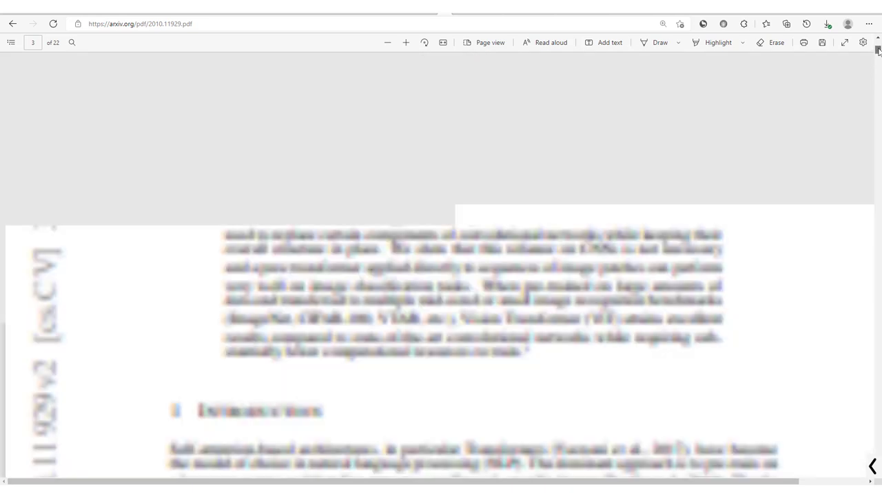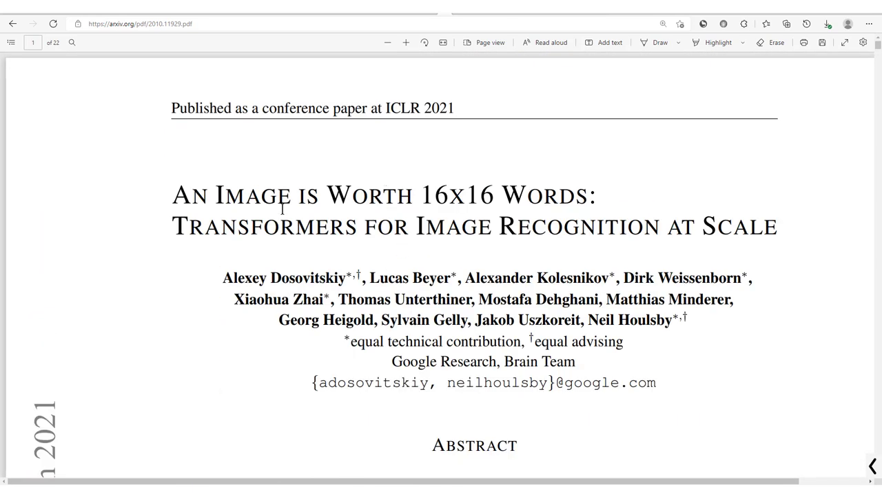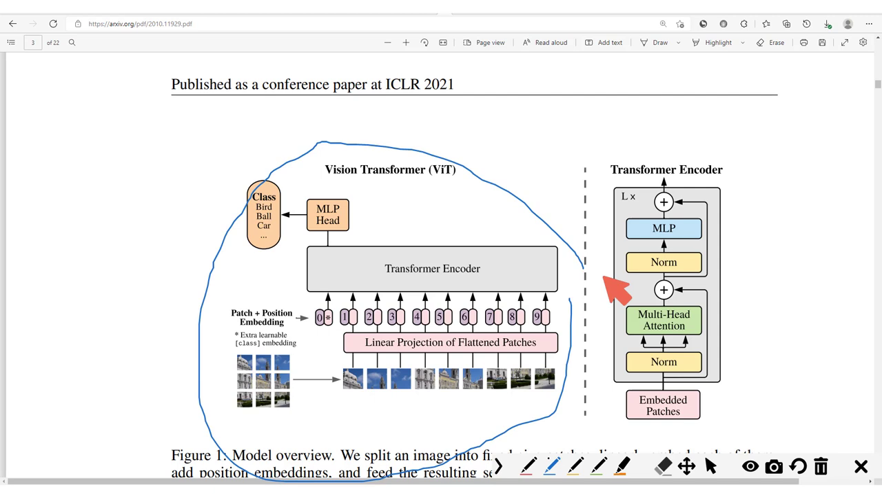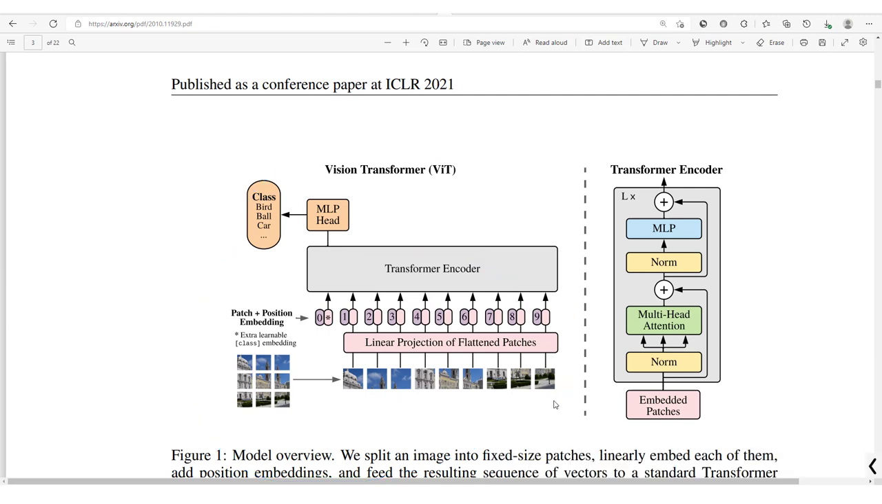These vision transformers were first developed in this paper entitled "An Image is Worth 16 by 16 Words," where they build transformers for image recognition at scale. In this section, we'll take a deep dive into how this whole architecture here has been constructed and how it works, and also how and why transformers perform as well as their convolutional neural network counterparts.